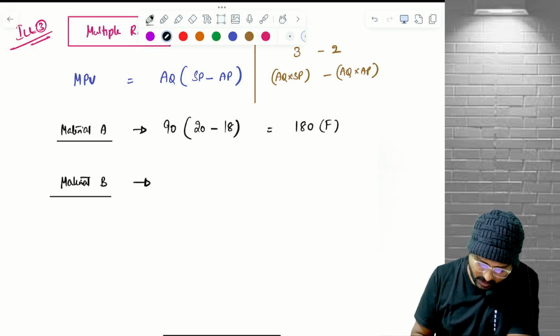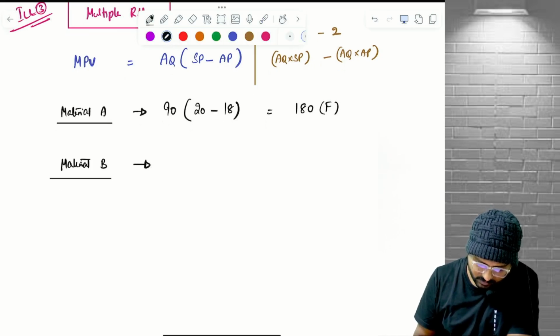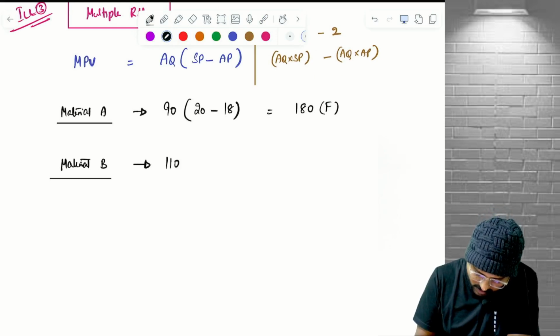Moving on. Give me the number for material B. What is actual quantity? 110. Good. Into standard price of B.